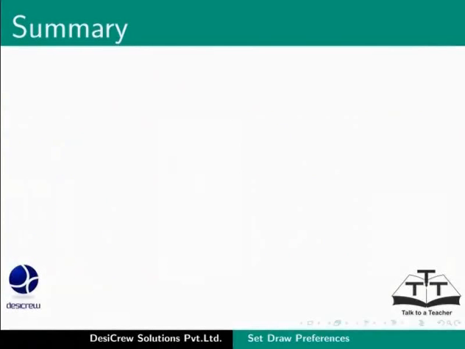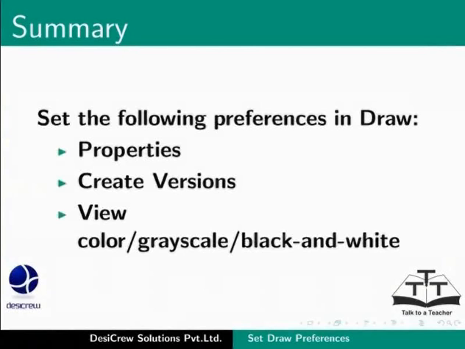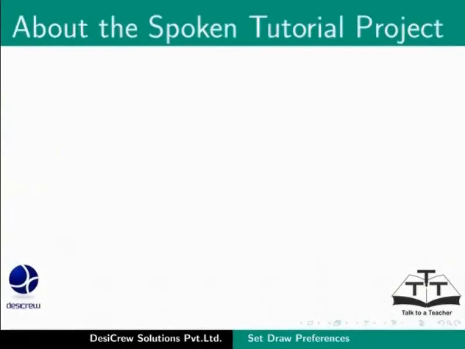This brings us to the end of this tutorial. In this tutorial, we have learned to set the following preferences in Draw: properties of a draw file, create versions of a draw file, view the drawing in color, grayscale, or black and white.